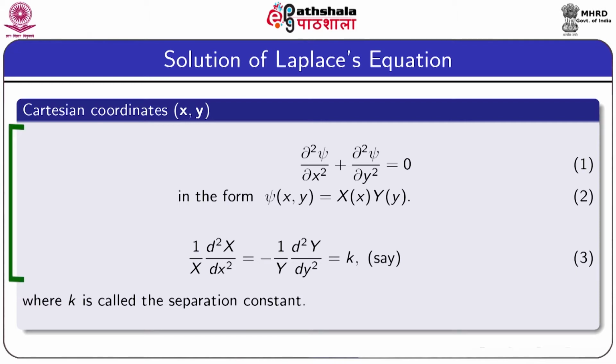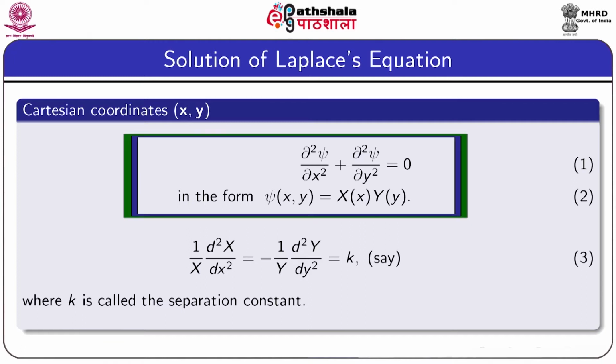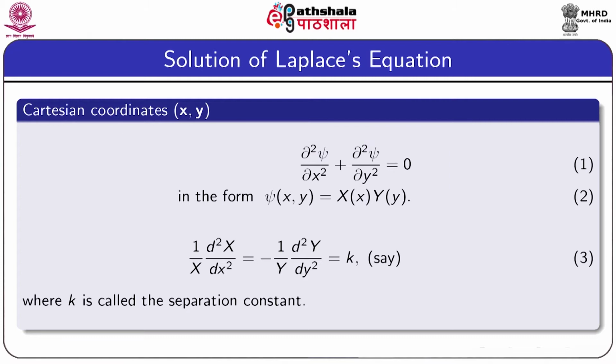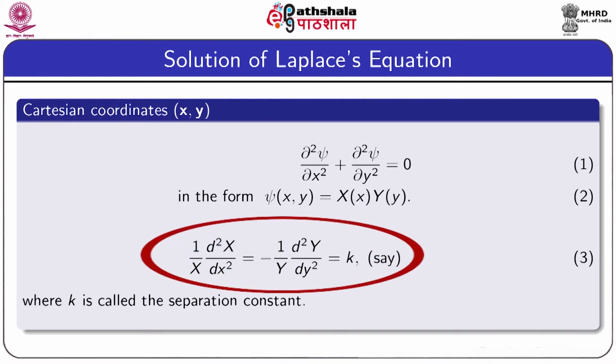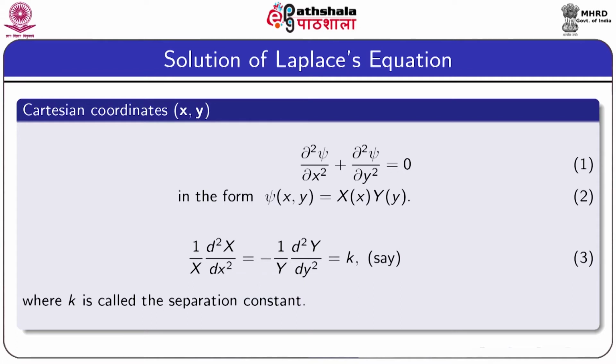In that method, we assume the function psi as a product of two functions capital X and capital Y, where capital X, capital Y are functions of small x and small y respectively. So, assuming the solution in the form which is written in 2, if we substitute this expression in equation 1, equation 1 can be written in the form which is written in equation number 3. That means (1/X) d²X/dx² = −(1/Y) d²Y/dy² = say a constant k, where k is called the separation constant.